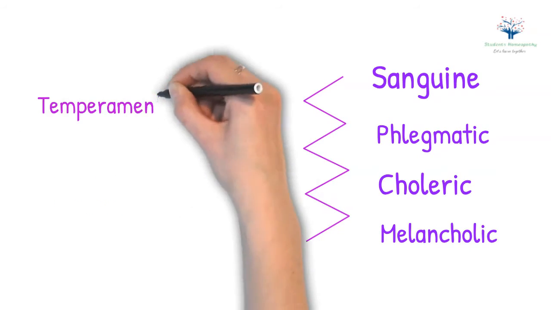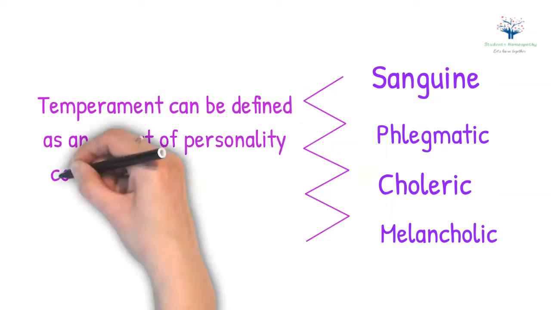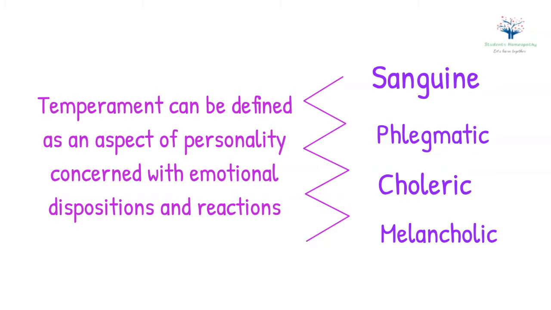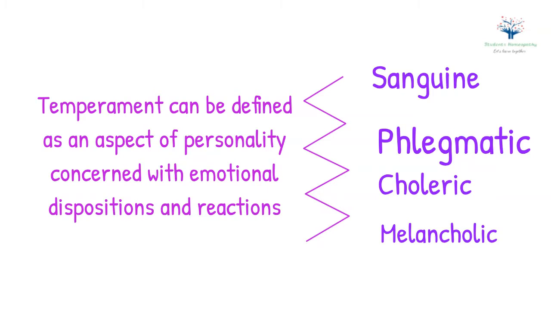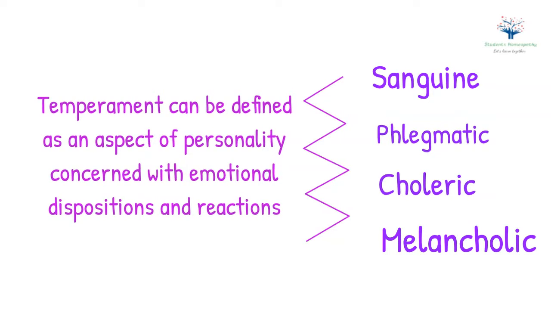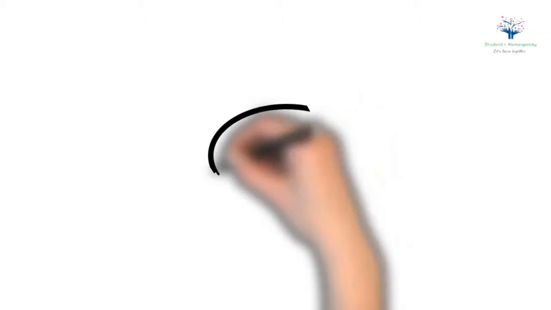So, temperament can be defined as an aspect of personality concerned with emotional disposition and reaction. According to Hippocratic temperamental theory, each temperament has some specific characteristics. Many authors describe these characteristics in different explanations and different forms, but they are almost the same when the core of each description is considered. The characteristics of these temperaments can be summarized as follows.